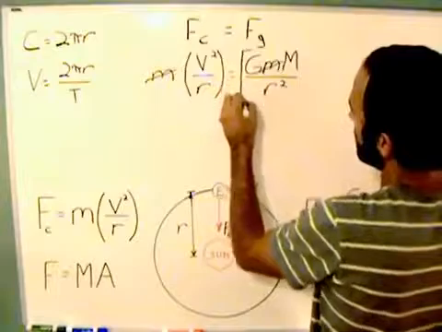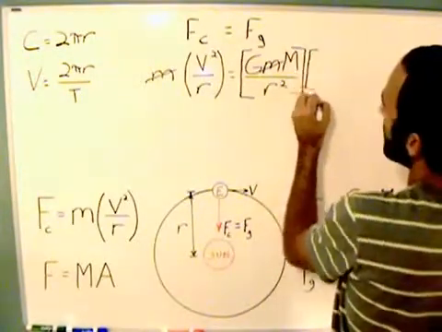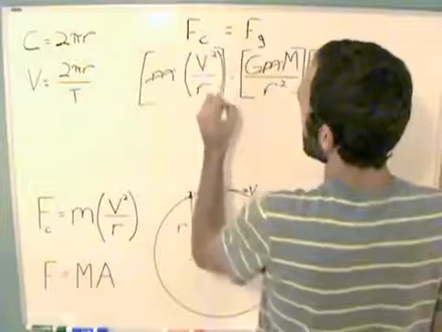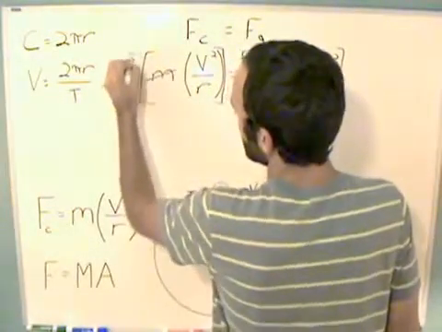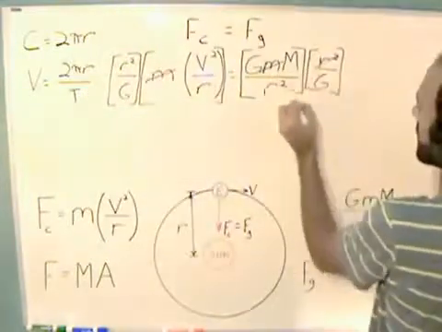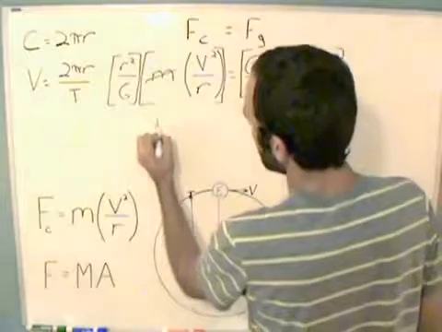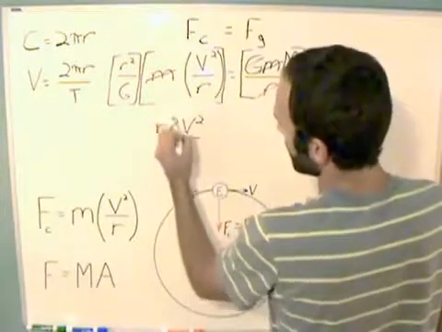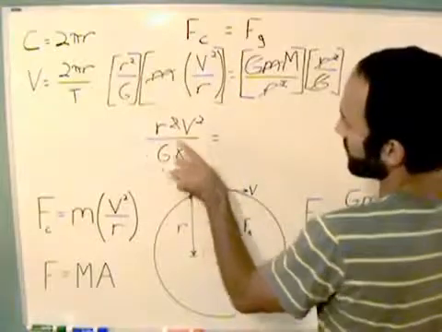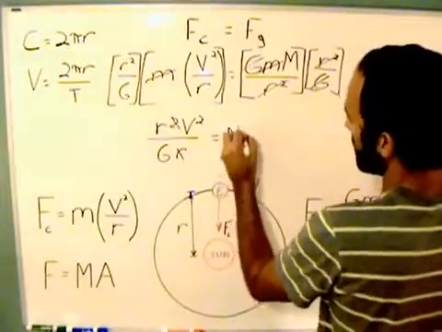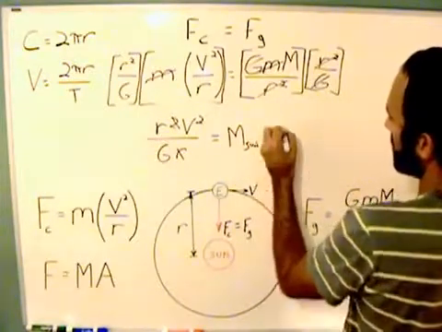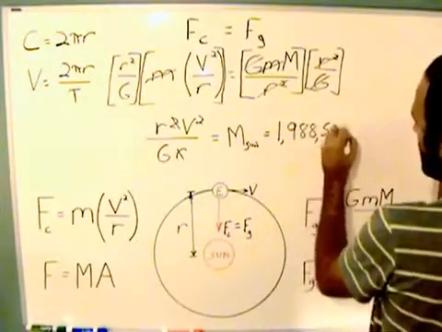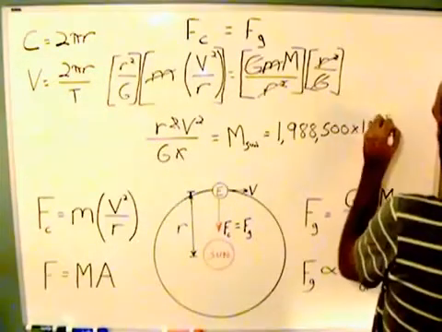Okay, so showing some simple algebra here, you multiply this side times r squared over G, and multiply this side times the same thing, just to show the steps. So r squared cancels, G cancels. Over here you've got r squared times v squared over G times r, and then this r cancels. So you really just have r times v squared over G is equal to the mass of the Sun. And that comes out to 1,988,500 times 10 to the 24th kilograms.